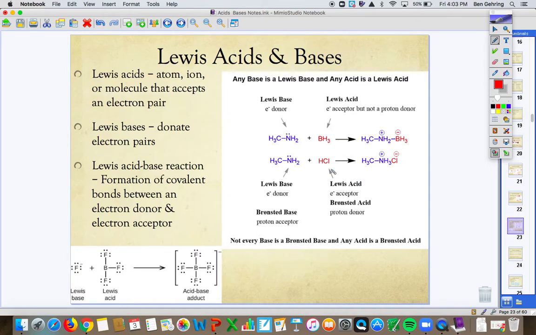The last person that classified them was Lewis. And he had a different way to go about classifying them. So Bronsted-Lowry both dealt with protons, whether it was concentration or accepting and donating.